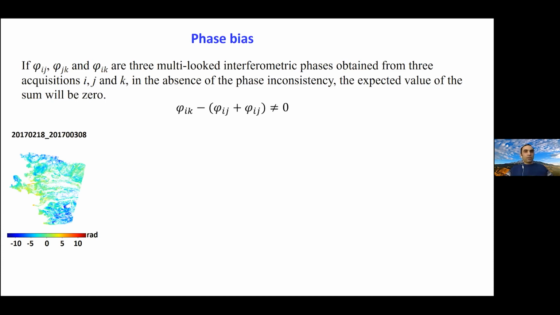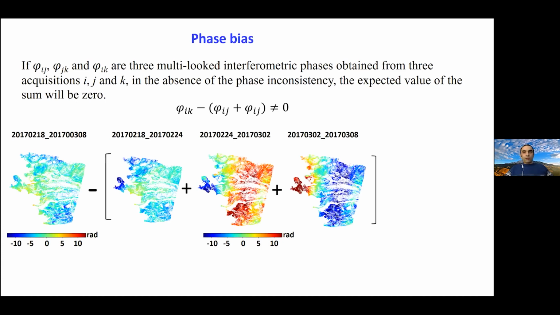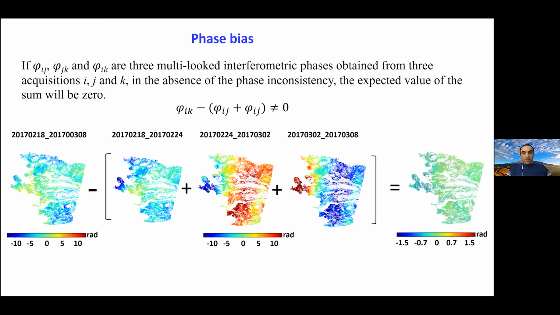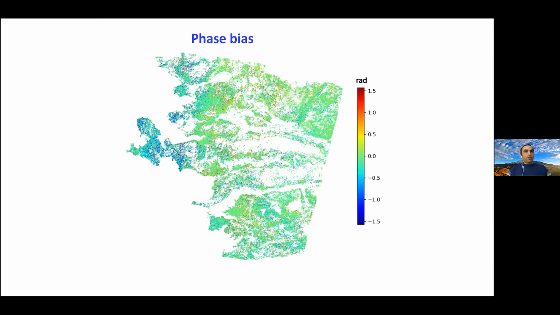It is for a frame in Turkey on the left, and these are the three corresponding 6-day interferograms, which are spanning exactly the same time as the 18-day interferogram. So subtracting these two, we will come up with this residual phase, as you can see in the right plot. So if I just zoom in on this residual phase, you can see some spatially correlated signals which are caused by the phase bias.